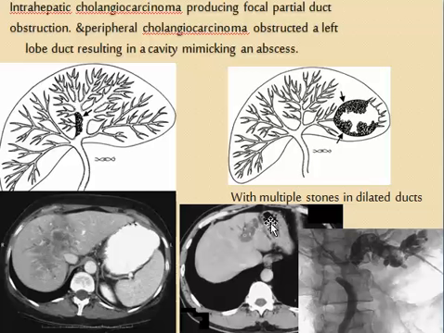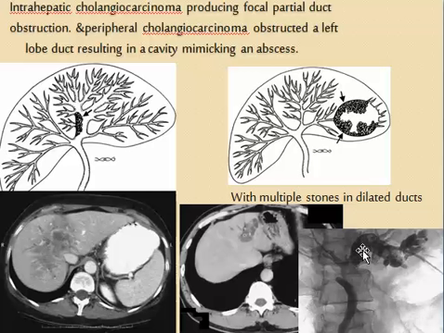Resulting in a cavity which looks like an abscess. This is the dilated duct, and this is the cavitary lesion. Multiple stones in the dilated duct. There are multiple stones as well.